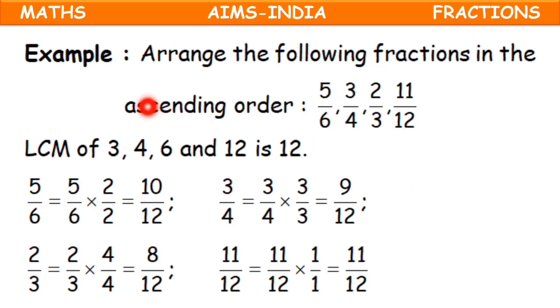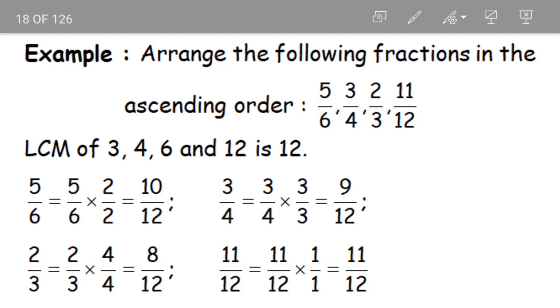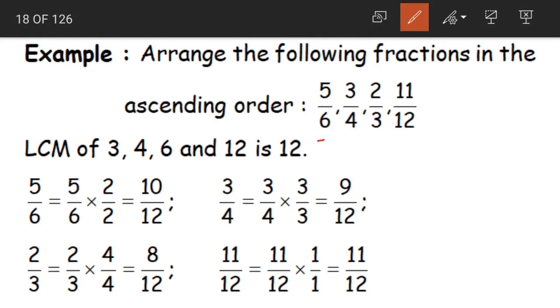Let us look at an example. Arrange the following fractions in the ascending order. What are the fractions? 5 by 6, 3 by 4, 2 by 3 and 11 by 12. Now here all these are having different denominators. So these are not our like fractions. Now how to convert them into like fractions?